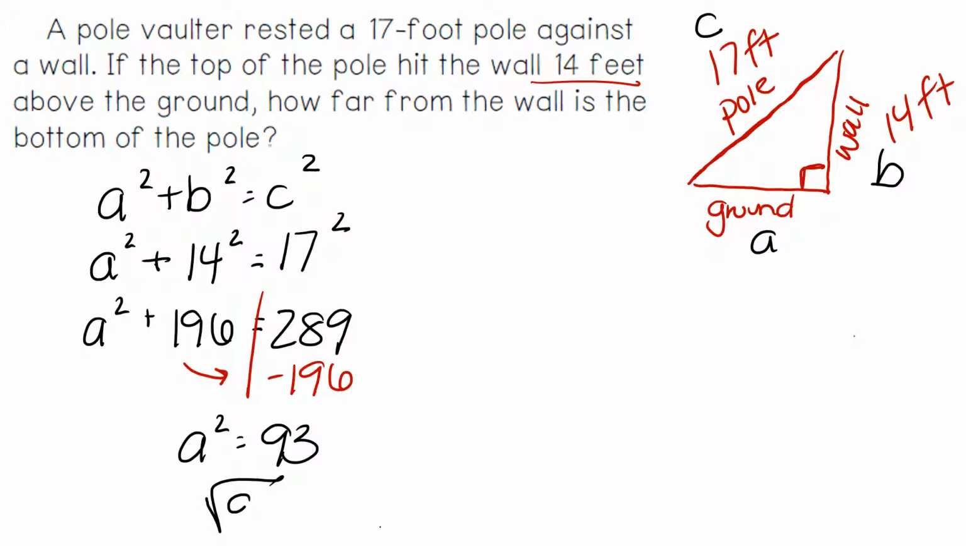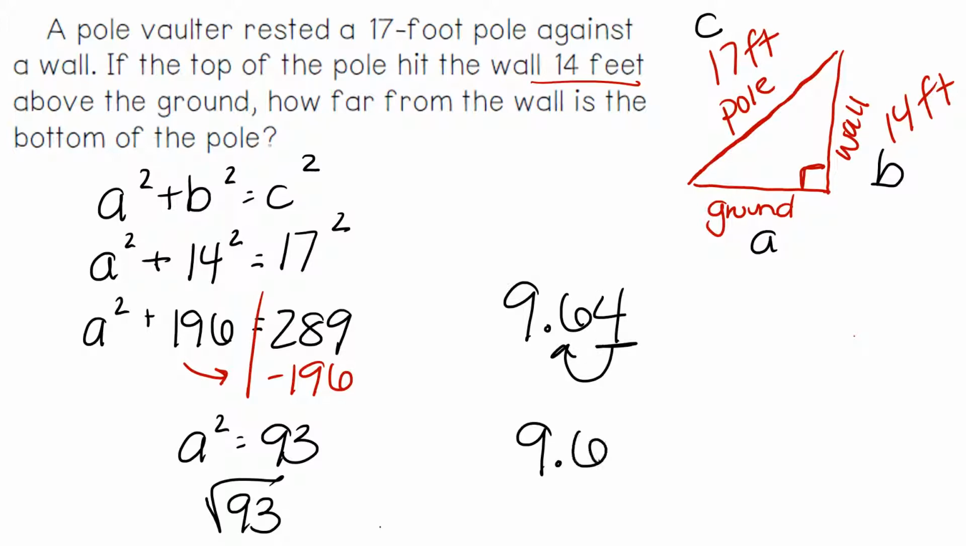Last step of the Pythagorean theorem is to take the square root. The square root of 93 is going to give us 9.6. It's actually 9.64. But remember, for 4 and less, we round down, so 9.6. To be more specific, it is 9.6 feet.